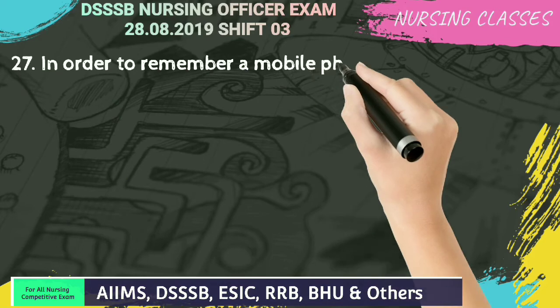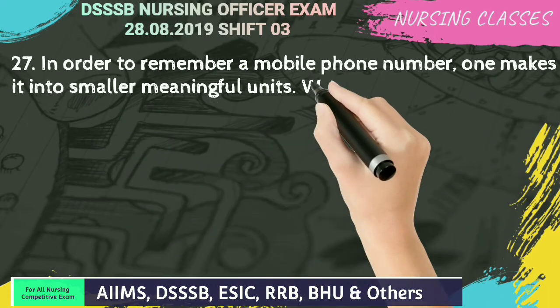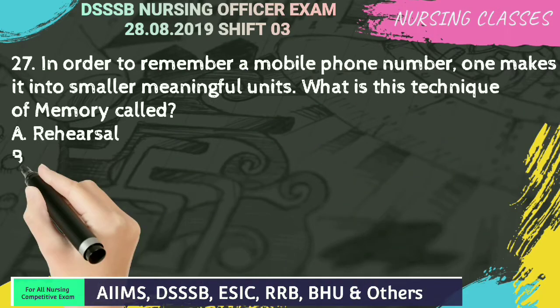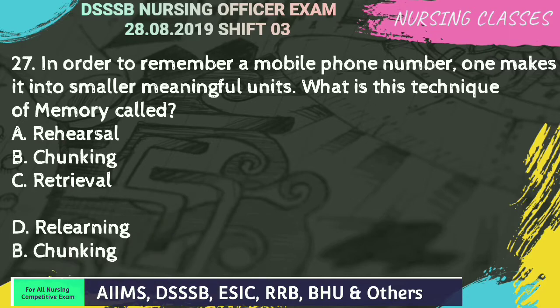27. In order to remember a mobile phone number, one makes it into smaller meaningful units. What is this technique of memory called? A. Rehearsal. B. Chunking. C. Retrieval. D. Relearning. Correct answer B. Chunking.